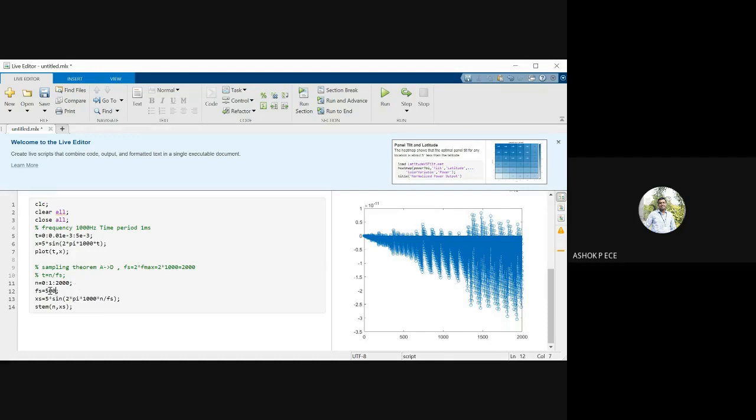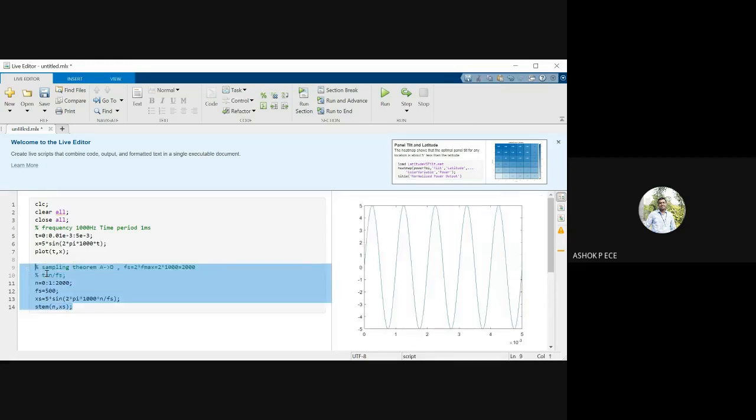So we have seen 3 cases of Fs: 500, 10,000 and 2,000, and we could find the difference. Only in the case where Fs equals 10,000 was the signal representation good. Otherwise, it was looking more or less like noise. Okay, so that is one thing we have to see when we do the sampling theorem. So we have seen 3 cases of the sampling theorem. I am just going to comment this code.